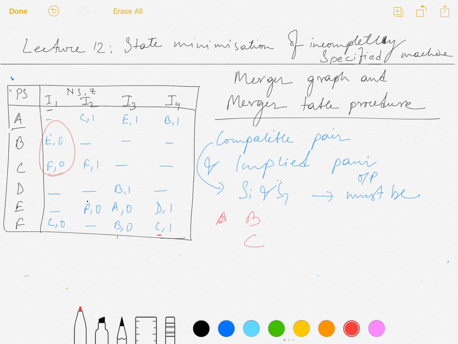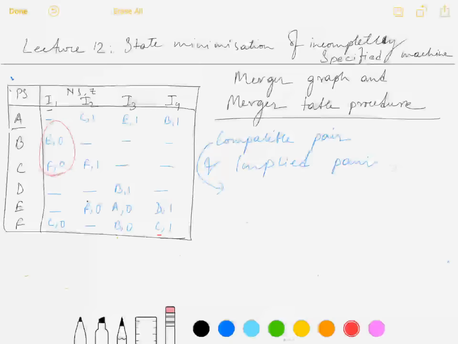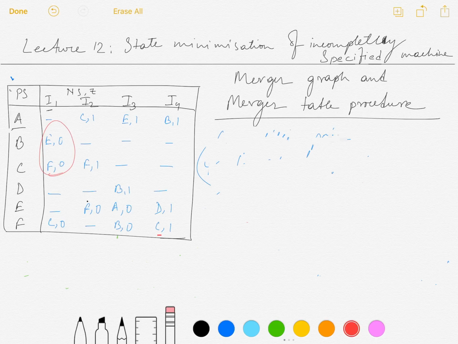Now, after doing this for all pairs of states, we have to make the graph. That graph is called the merger graph. Let us draw the merger graph. Suppose consider the first state, that is A B. Now, for A B, A and B, we have to check whether it is compatible or not.